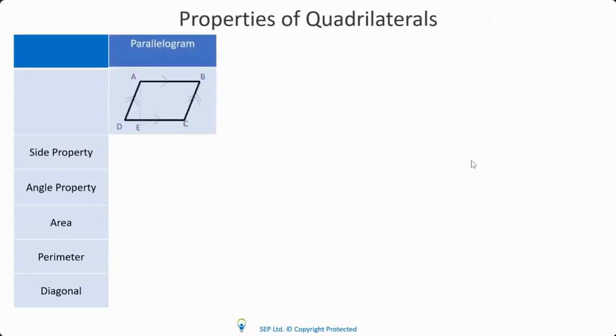So I'm going to discuss properties of each and every quadrilateral one by one, and I'm going to start with the parallelogram. Whenever you see a quadrilateral, you should be able to talk about all the properties of that quadrilateral really quickly. For example, if I ask you what the side property of a parallelogram is, you should be able to say the opposite sides are parallel. So in this case, AB is equal to CD, and BC is equal to AD. You should be able to say that very quickly.